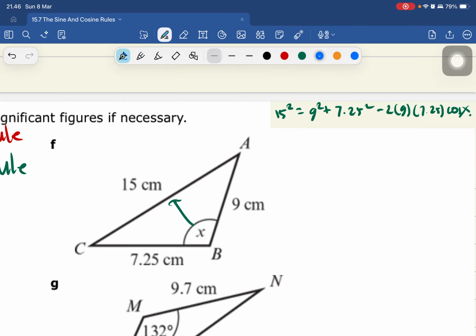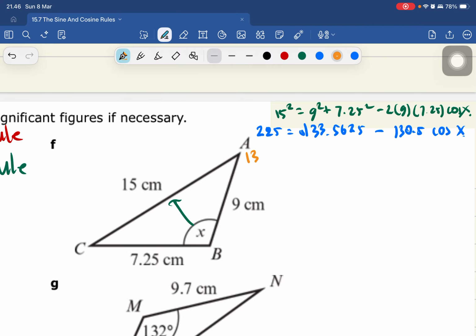Okay, 15 squared is going to be 225. 9 squared is 81. We plus 7.25 squared, it's going to be 133.5625 minus 9 times 7.25 multiplied by 2, so 130.5 cos x. Okay, we can rearrange it.